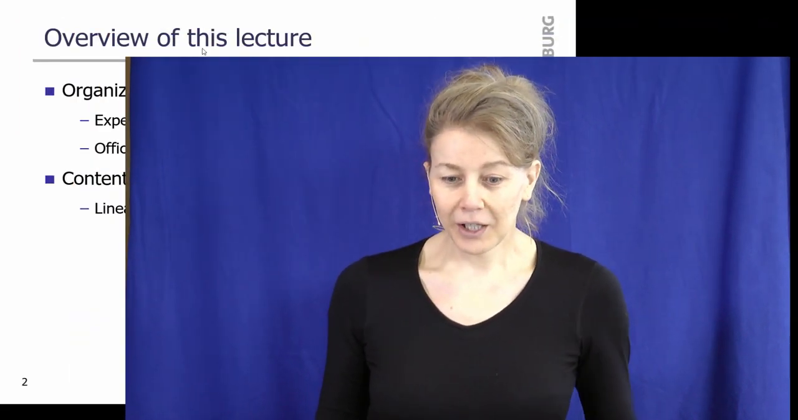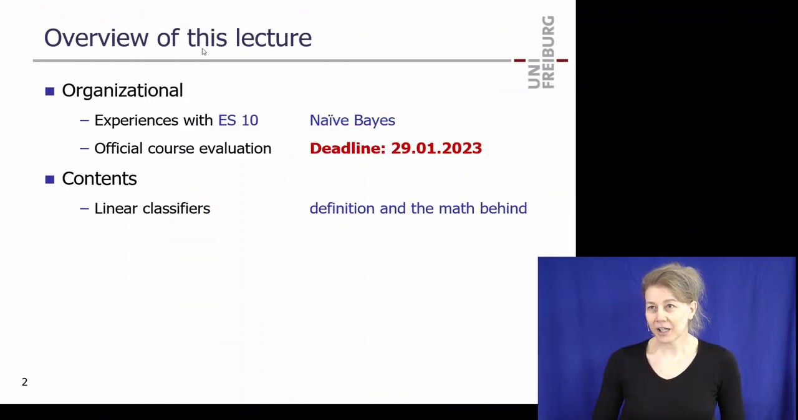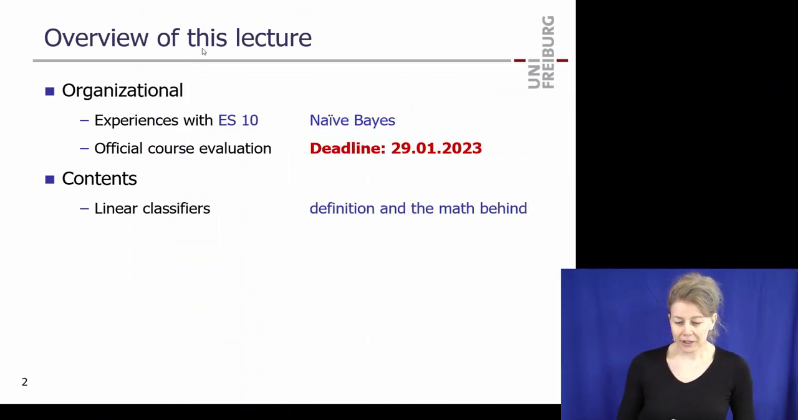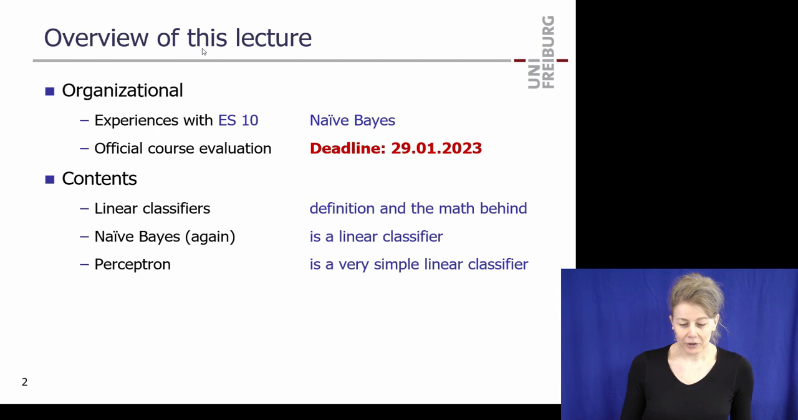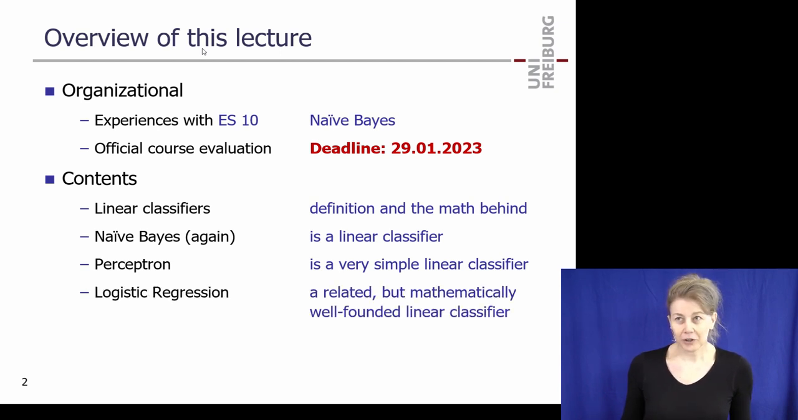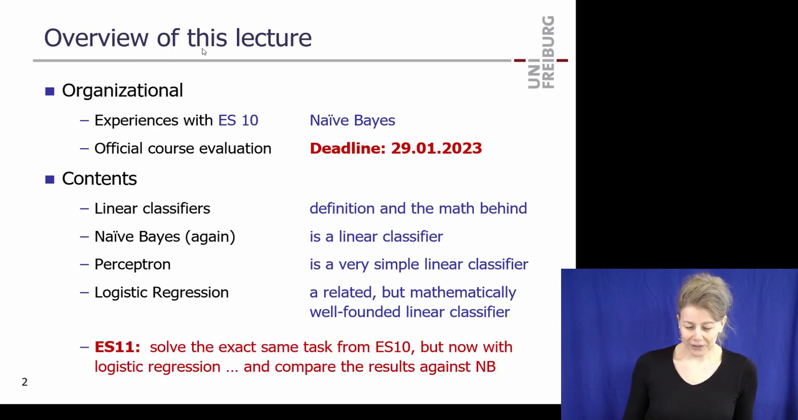And today we generalize what we did last time to a theory of linear classifiers, so a lot of super fascinating linear algebra again. And then I will talk a little bit about history, naive Bayes again, and then we talk about logistic regression, which does something similar to naive Bayes, but is just mathematically more well-founded, and for classification, the method of choice. It will be very interesting and super nice mathematics.